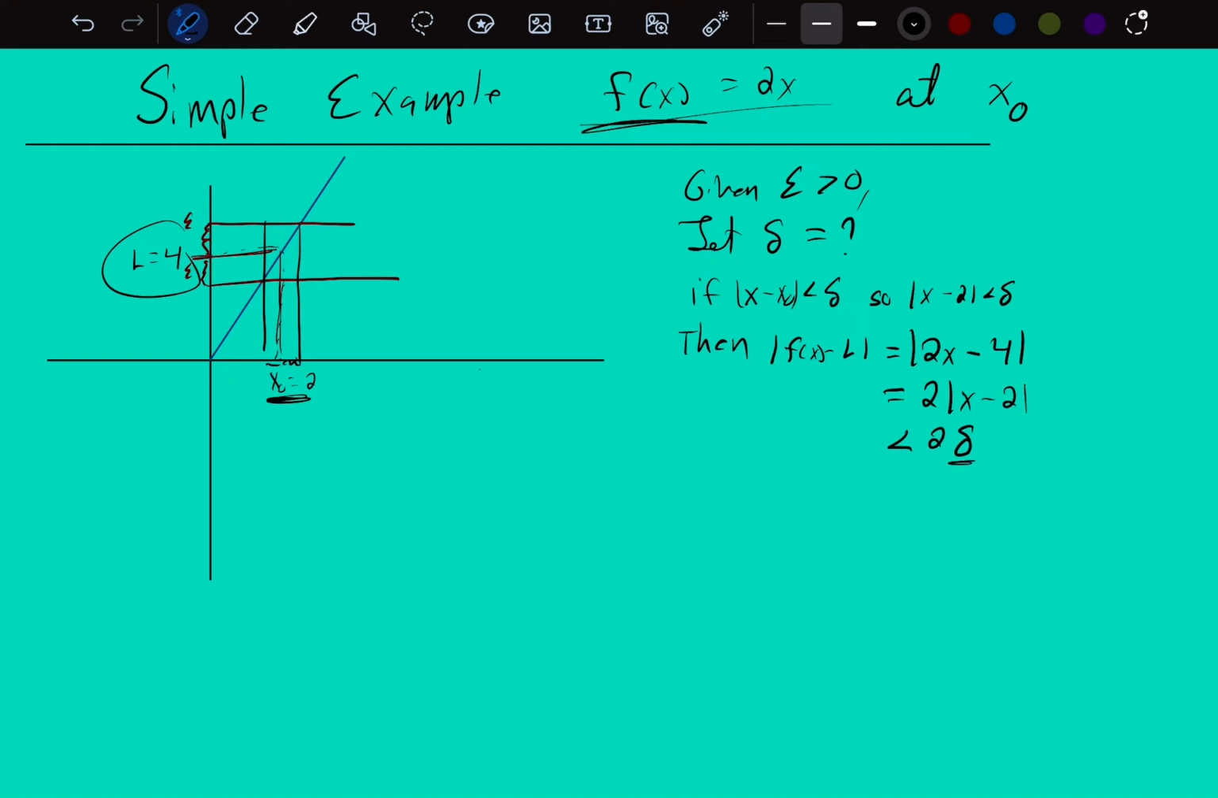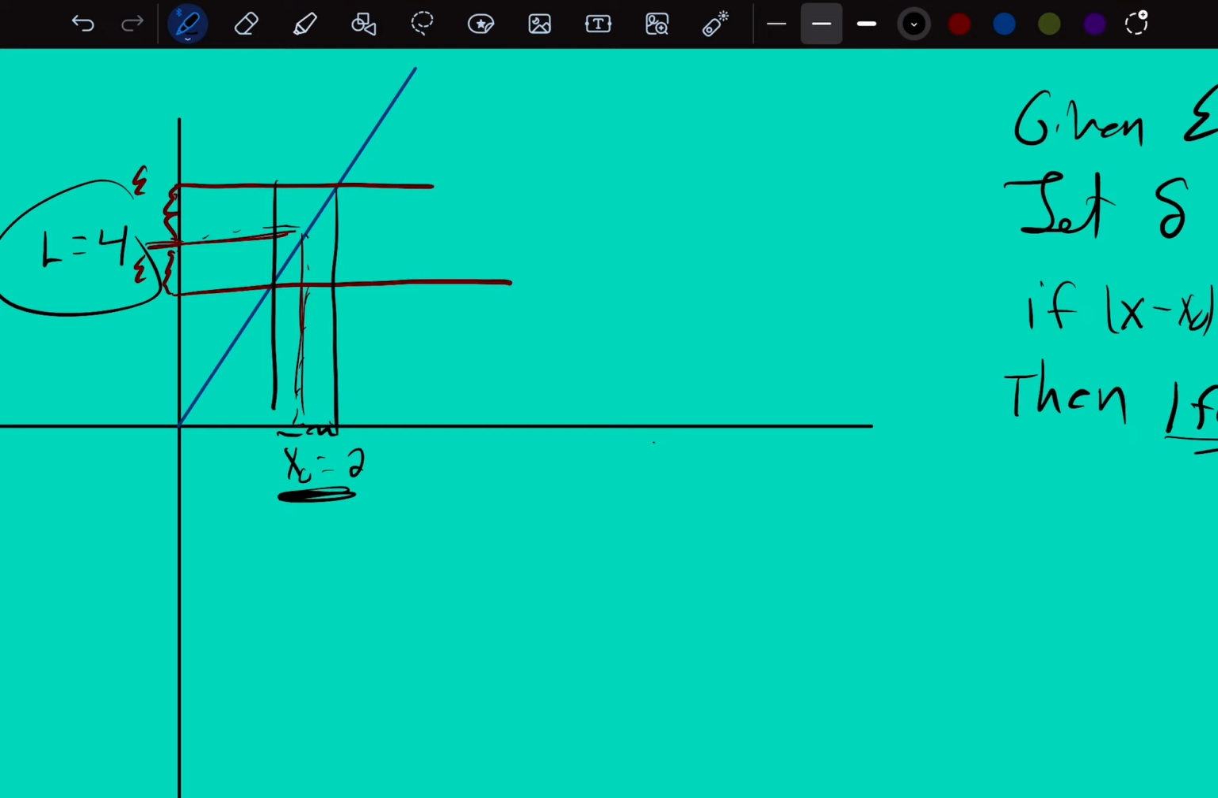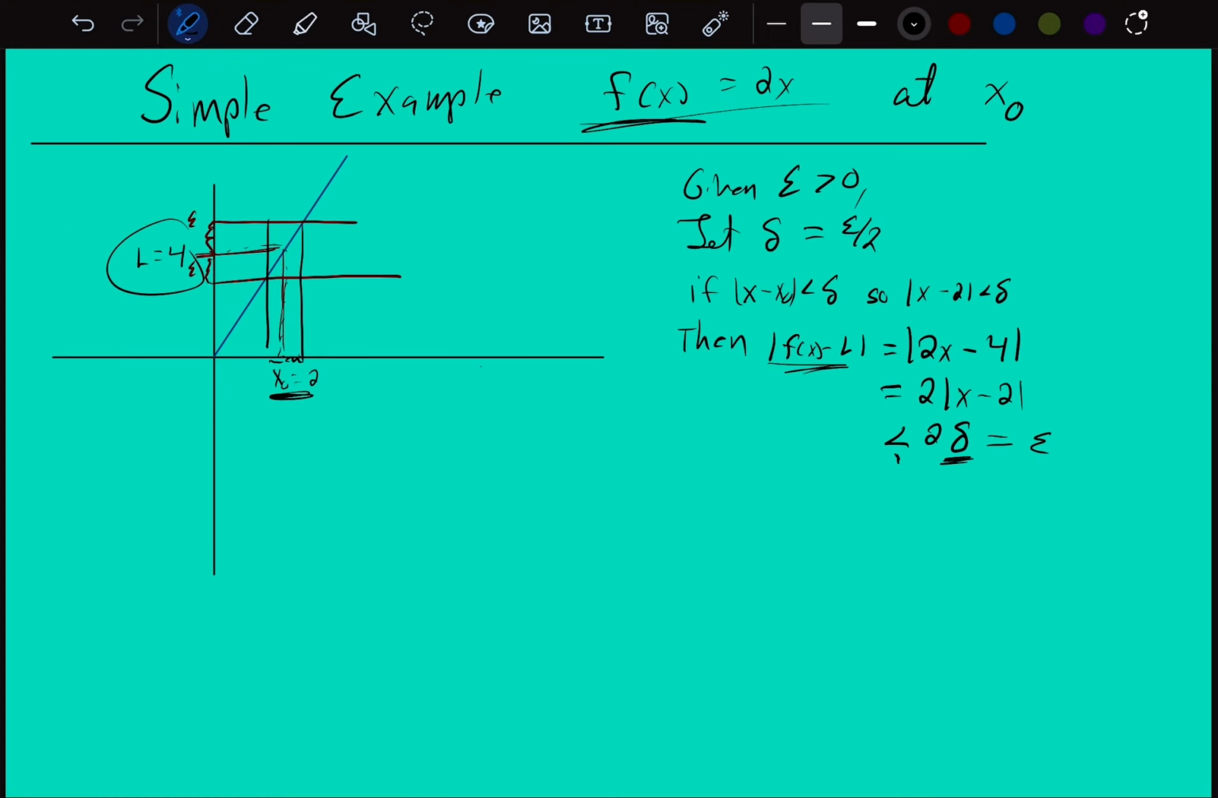Now, delta can be anything. We have yet to define it. We want this to be less than epsilon. So what if that is equal to epsilon? In which case, delta is equal to epsilon over 2. So delta has to be much smaller than epsilon, by half in this case. We can create a box around it such that we are within the box, and that is nice. Look at that. We're within the box. There's no points outside of it.